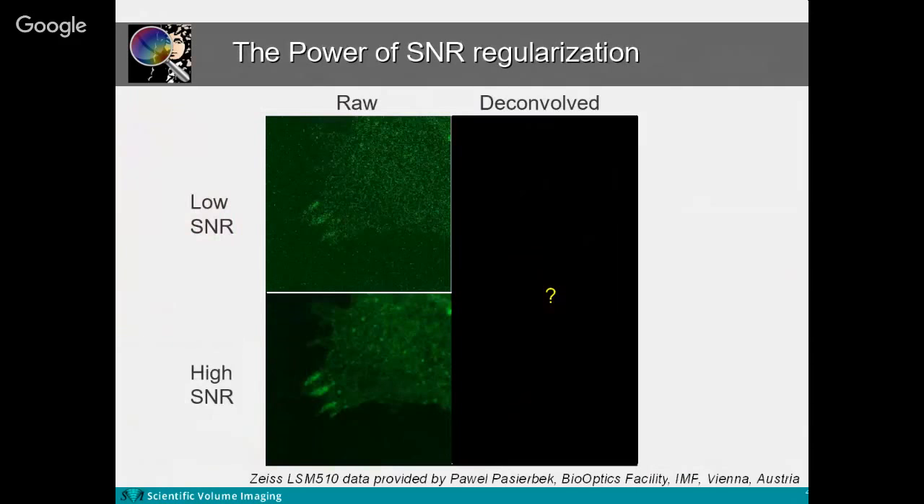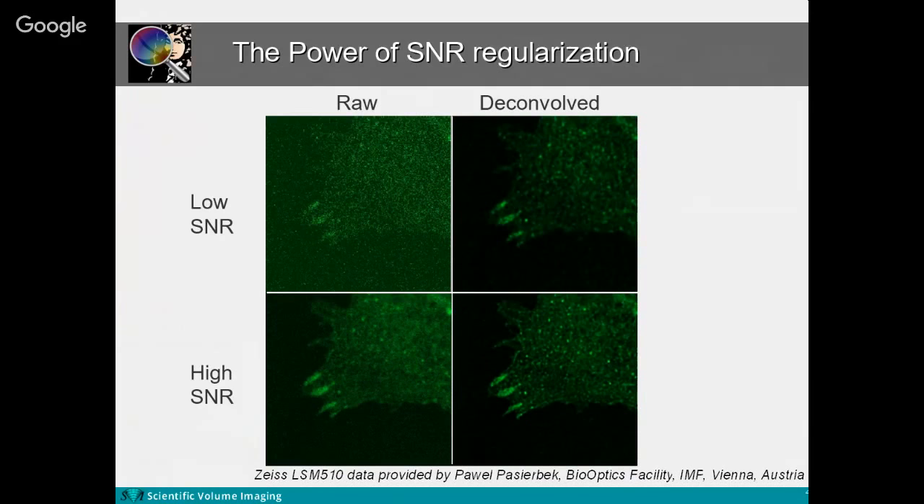So back to the power of SNR regularization. What is better than to show that on the same sample? A sample that has been imaged under low laser intensity conditions and high laser intensity conditions. This was a confocal data set from a Zeiss LSM 510 from Pavel Pasierbek. If we deconvolve both images with the SNR that matches these specific images, we can obtain results that look very similar.